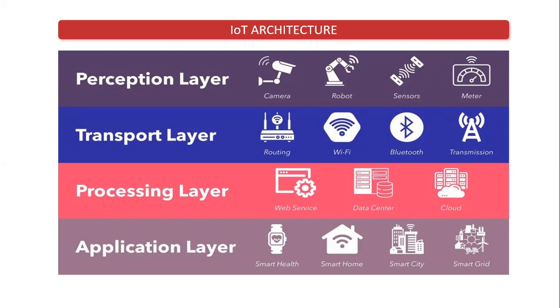And then the last layer, the application layer, is very important here, where the data from IoT devices is utilized to deliver some specific functionalities and services. It encompasses applications, software platforms, and interfaces that enable users to interact with the IoT system.